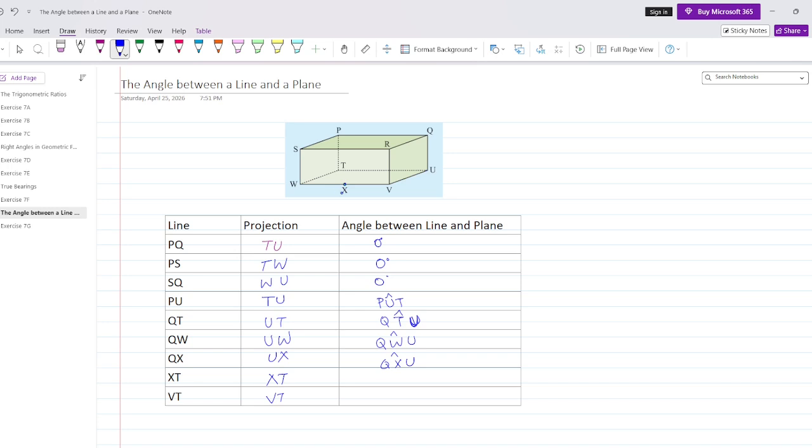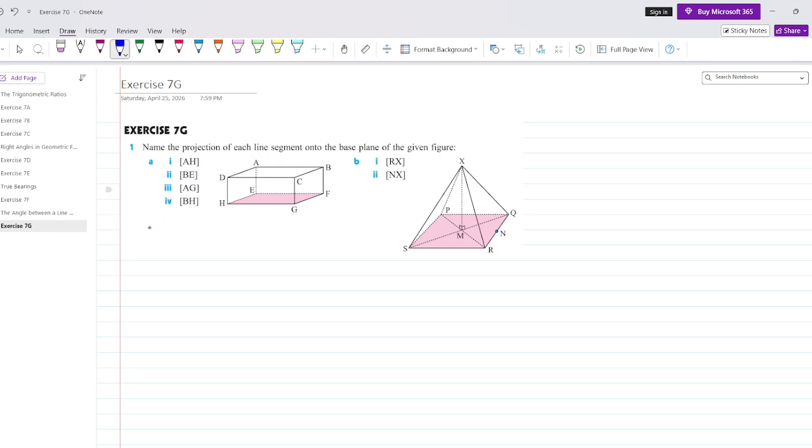The line XT, its projection is also XT. The angle between XT and XT will always be 0. Similarly, for VT, the projection is VT and the angle will again be 0. So this is how we calculate the angle between a line and a plane. Let's go to exercise 7G and solve some problems.